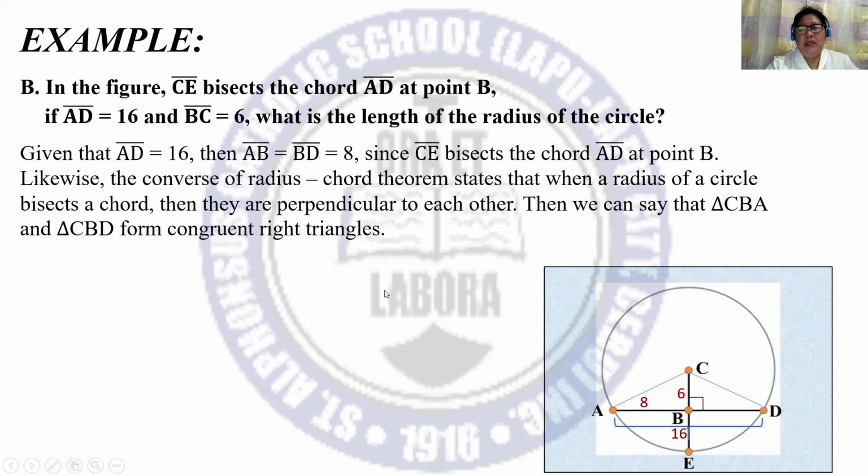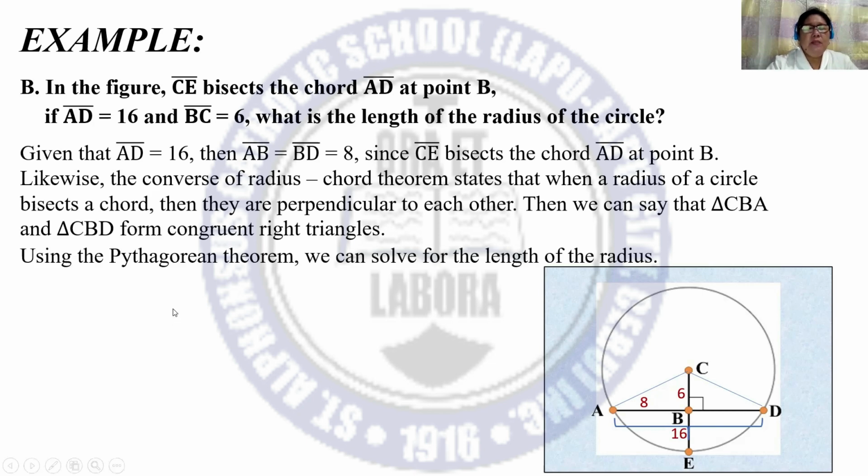Since CE bisects the chord AD at point B, likewise, the converse of the radius chord theorem states that when a radius of a circle bisects a chord, then they are perpendicular to each other. Then we can say that triangle CBA and triangle CBD form congruent right triangles. Using the Pythagorean theorem, we can solve for the length of the radius. So, let us use triangle CBA, and the hypotenuse is AC. So, let's take the square of AC, which is equal to the square of AB, that is the base of the triangle, plus the square of the altitude, which is BC.